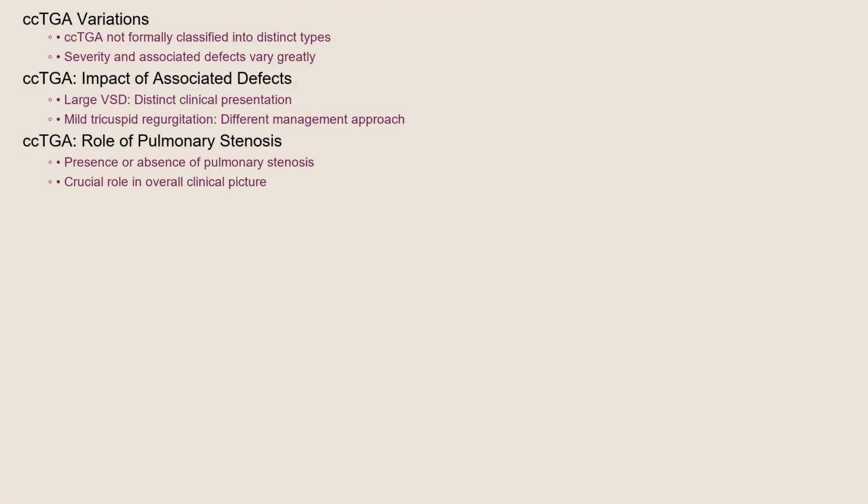While CTGA itself isn't typically classified into distinct types, the severity of the condition and the types of associated heart defects can vary significantly. For example, a patient with CTGA and a large VSD will have a different clinical presentation and require different management than a patient with CTGA and only mild tricuspid valve regurgitation. The presence or absence of pulmonary stenosis also plays a crucial role in the clinical picture.